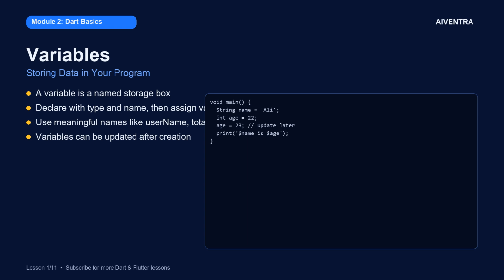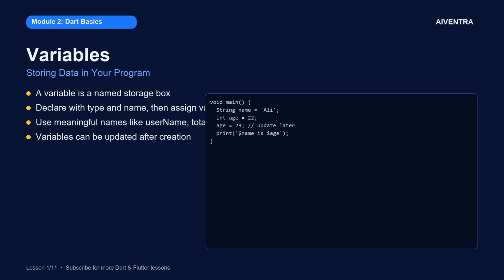Good naming is a skill every developer should practice. Use clear names that describe what the data represents. Instead of x or temp, prefer username, itemCount, or isLoggedIn. Your future self will thank you when you read your code months later.